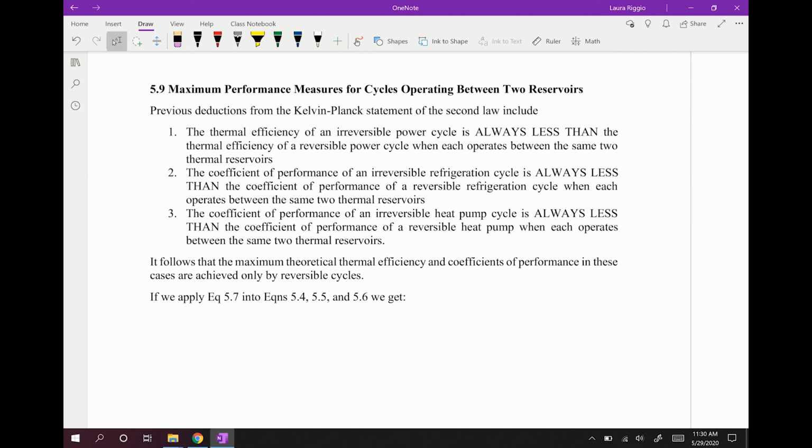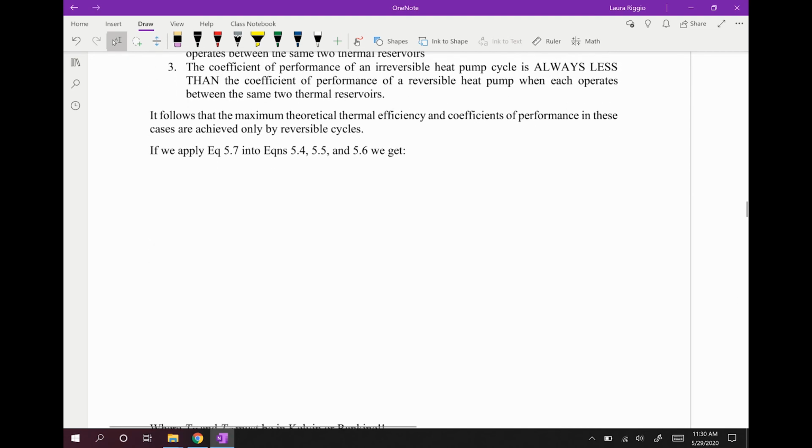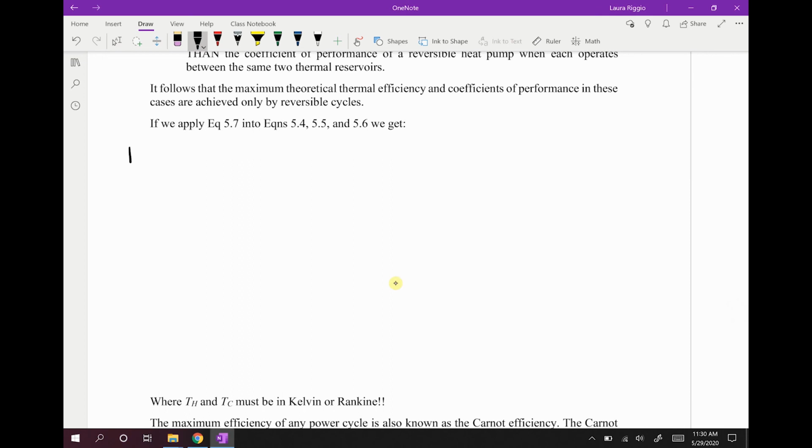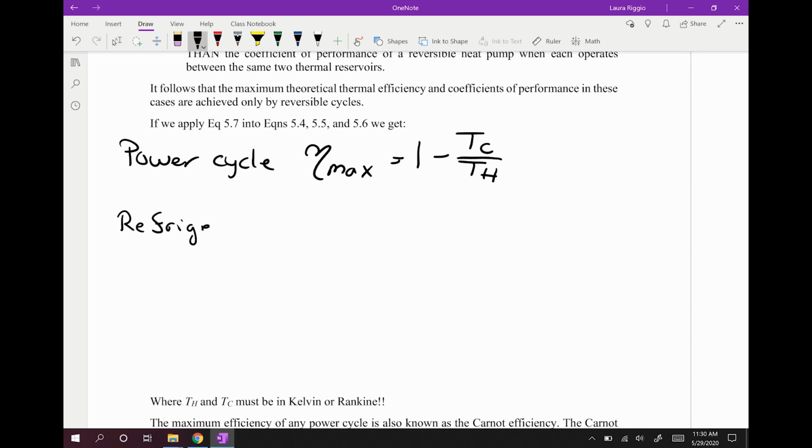It follows that the maximum thermal efficiency and coefficients of performance in these cases are achieved only by reversible cycles. So for a power cycle, our maximum efficiency is 1 minus Tc over Th, where we're using that definition of our temperature scale system from previously. And then we have our refrigeration cycle, where beta max is equal to Tc over Th minus Tc.